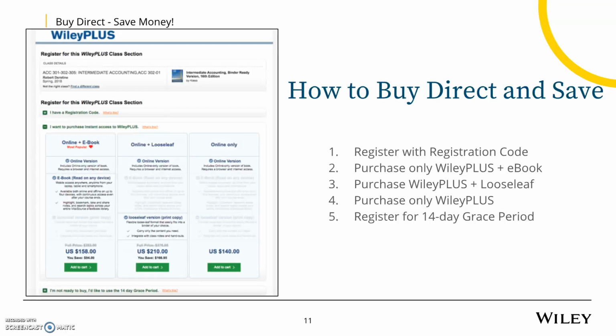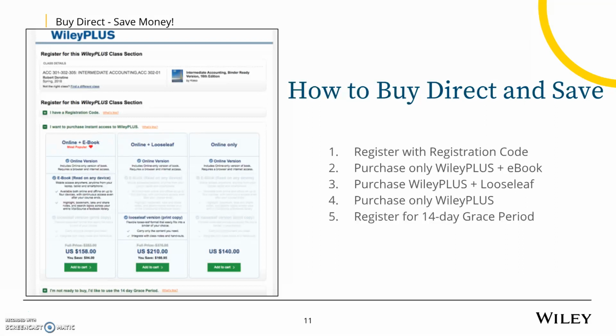The first option I'll show you is Register with Registration Code. This is in case you've already bought the WileyPLUS Access at a bookstore or it came with your book. If you have this option, just go with Register with your registration code and it'll walk you through everything. If you've not already bought your code, you can follow the next 4 options.